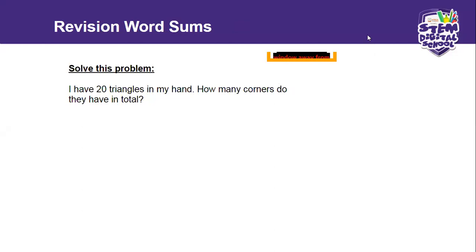All right. Remember, one triangle has got 3 corners. And then if we've got 20 triangles, if you multiply that by 3, then all together we have 60 corners. If you've got any queries or questions, you will note it. Let's go to the next one.